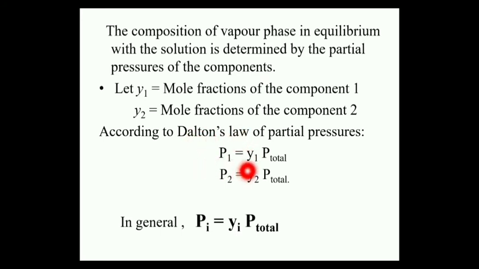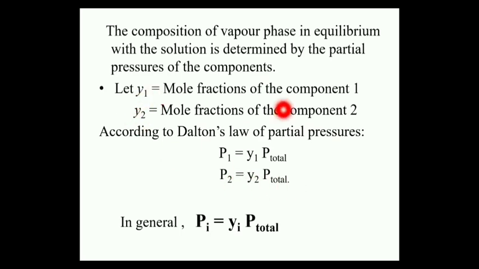P1 is equal to Y1 into P total. Similarly, P2 is equal to Y2 into P total. P1 is the partial vapor pressure of component 1, Y1 is the mole fraction of component 1, and P total is the total vapor pressure. Similarly, for component 2, P2 is equal to Y2 into P total, where P2 is the partial vapor pressure of component 2, Y2 is the mole fraction of component 2, and P total is the total vapor pressure.